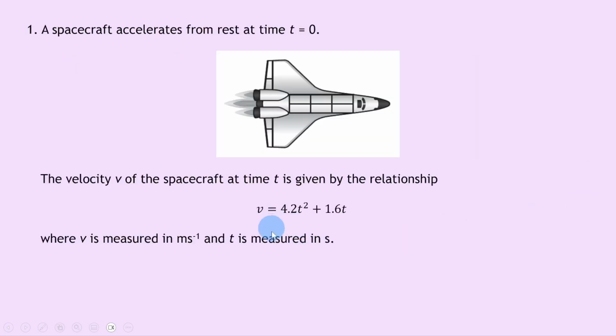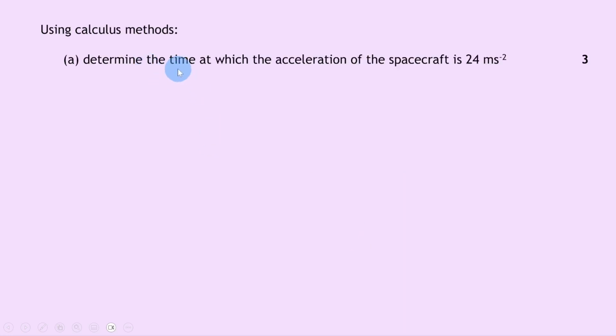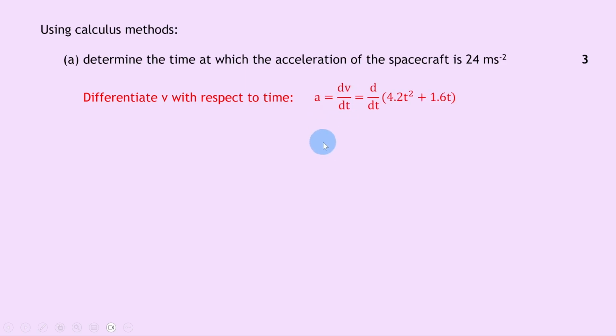Well, because we've got an expression for velocity and we want to determine the time at a given acceleration, that means we first need an expression for acceleration. So let's differentiate the velocity expression v with respect to time t. So we can rewrite a is equal to dv by dt, which remember is just an equation on your relationship sheet, and we can write that that is the same as d by dt of v, which is 4.2 t squared plus 1.6 t. So remember, to differentiate we want to bring the power down and multiply it by the number in front and then take 1 away from the power.